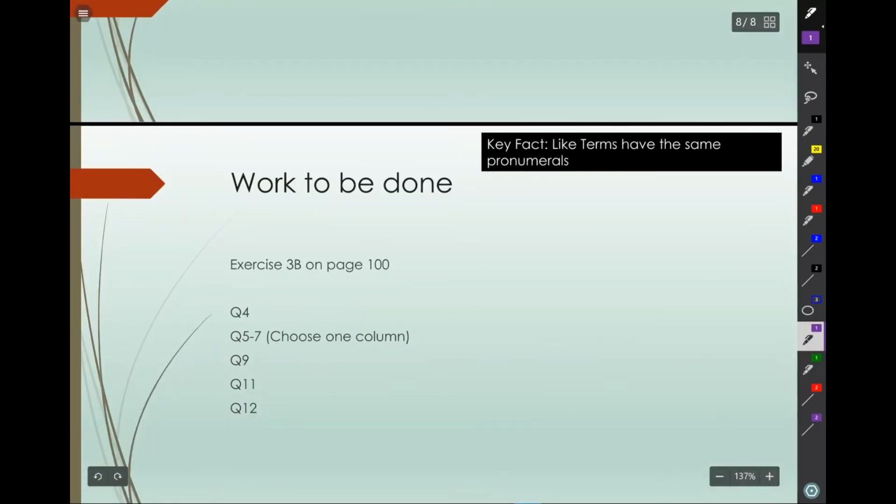So what you guys are going to do now to just practice that and solidify it is go to chapter 3 of the textbook, page 100, and you're going to have a few questions here to do.